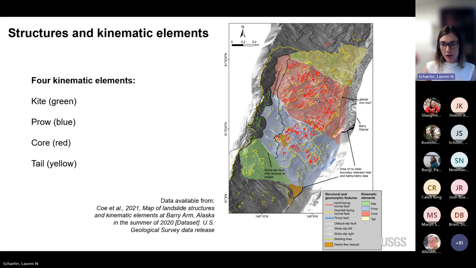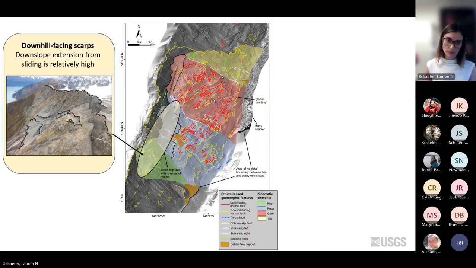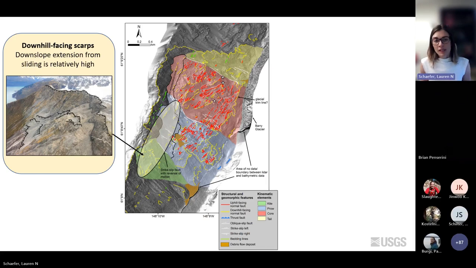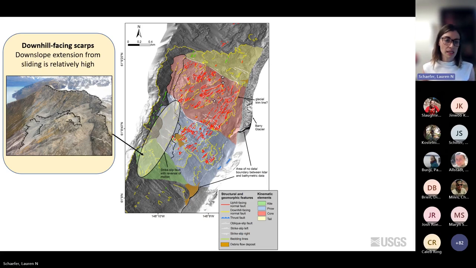So in general, the Barry Arm landslide has distinct boundaries with a well-developed headscarp, which is this yellow line outlined here on top. The kinematic elements, the moving portion, have a relatively fast rate of motion, and this is kind of a common geomorphic expression of other deep-seated landslides. In areas where the downslope extension from sliding is relatively high, we see an abundance of downhill-facing scarps, such as in the top portion of the prow and now in the kite.